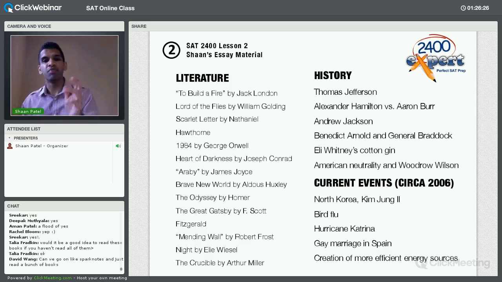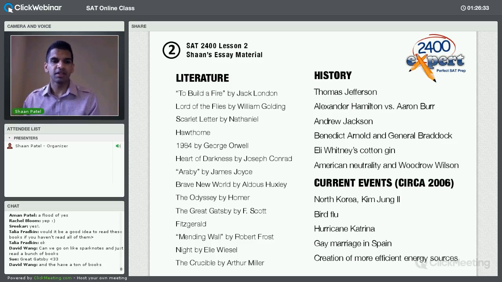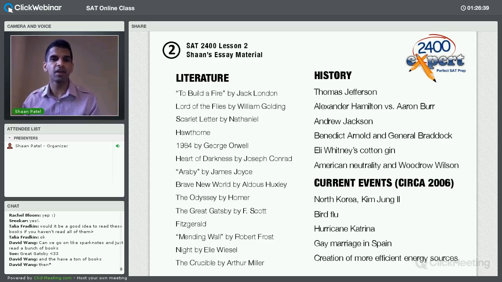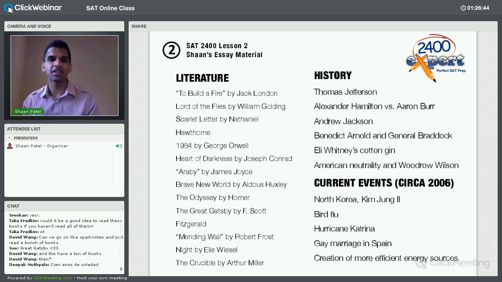This is just a list of books that I read in high school, a list of historical events that I learned in my history classes, a list of current events that I knew about. So what I did was I came up with these examples here. A lot of these are probably common that you have read before. 1984, The Great Gatsby, Scarlet Letter, those are all common high school books. Historical events, I took a U.S. history class, so I learned a lot about Thomas Jefferson, Alexander Hamilton, and Aaron Burr. Eli Whitney's Cotton Gin. Current events in 2006, I learned the bird flu was big in North Korea, Hurricane Katrina was huge. So you want to come up with your own list. Like your current event might be how North Korea hacked Sony, right?